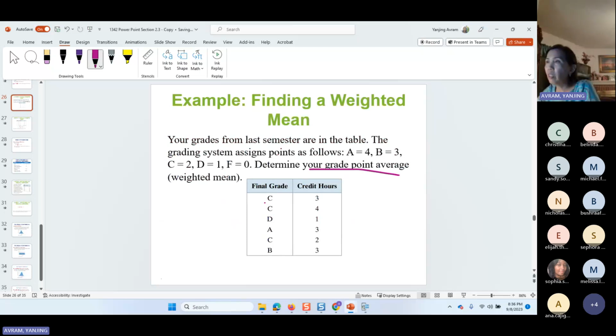And then you have this: C is usually 2 points, D is 1 point, F will be 0, A will be 4 points, B will be 3 points. So how do I find my GPA? GPA is a weighted mean.